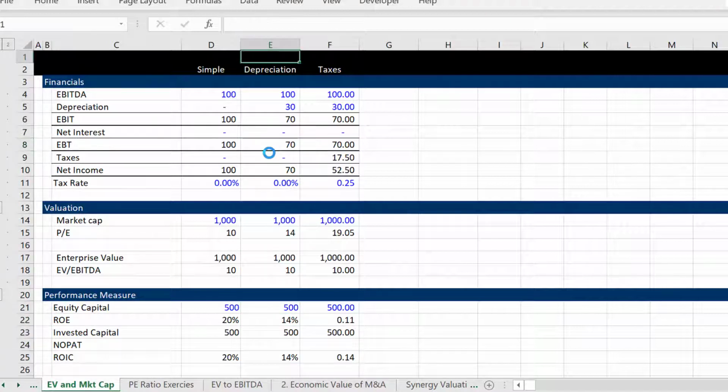I think that's correct. And then we put in taxes, and then we get a yet lower income, and we get a yet bigger difference between the EV to EBITDA and the PE ratio. And that's what I'm trying to say.